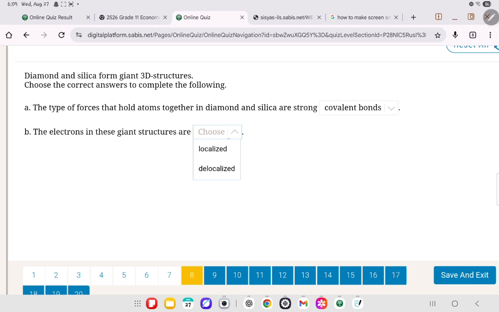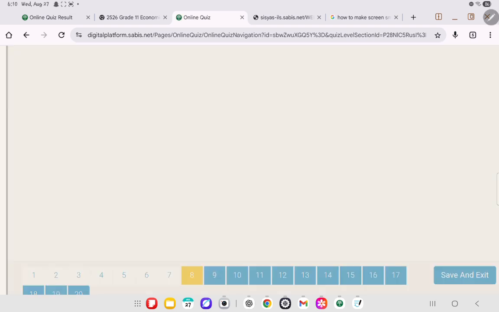The electrons in these giant structures are localized. Electrons are only delocalized if it is a conductor. For example, graphite is a conductor. That means it has some electrons that are delocalized. What does it mean to be delocalized? It means they can move freely, and due to their ability to move freely, they are able to carry the current from electron to electron, and thus it is a conductor. Whereas in diamond and silica, they are localized, they're not allowed to move freely. So when you touch, for example, a diamond with electricity, you will not get a shock because the current will not pass through it, because a diamond is not a conductor.